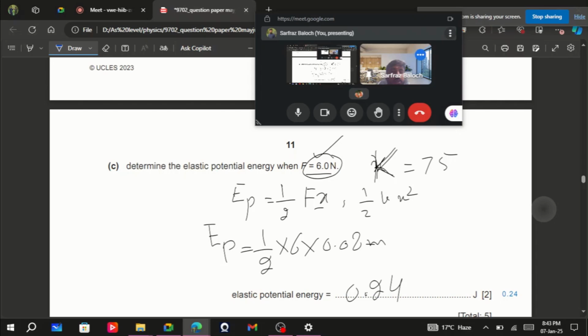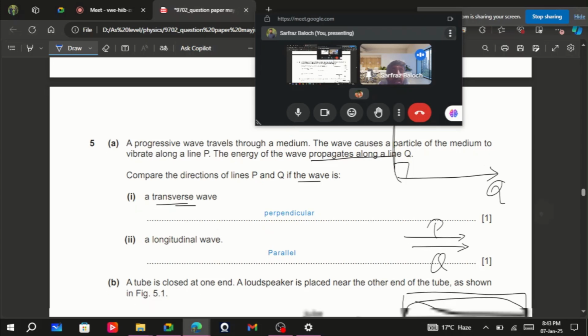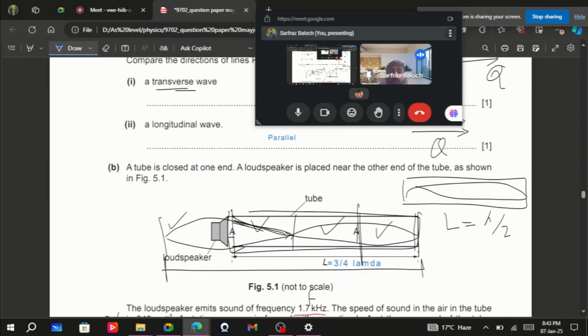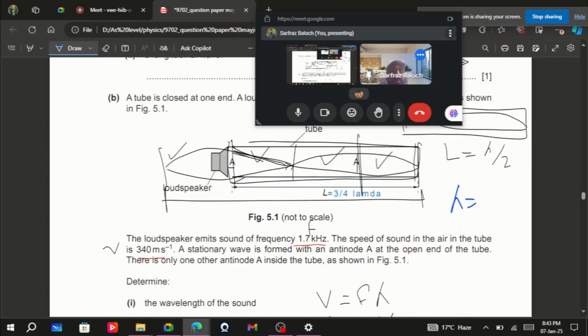And here is again transverse waves and longitudinal waves. We have discussed this thing. Here about stationary waves: for a stationary wave, lambda must be equal to L, and if you have more wavelengths, then the length increases to 1 by 2, 3 by 2, 5 by 2 lambda, or 2 lambda, 3 lambda. It depends upon the shape and nature of the wave being produced.